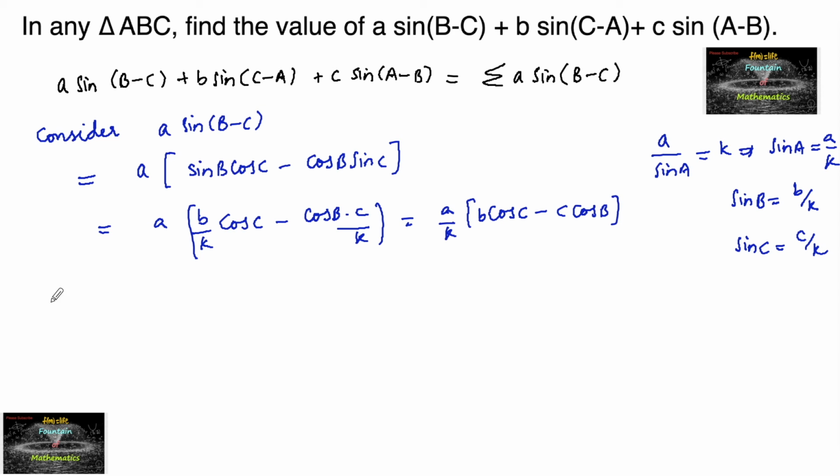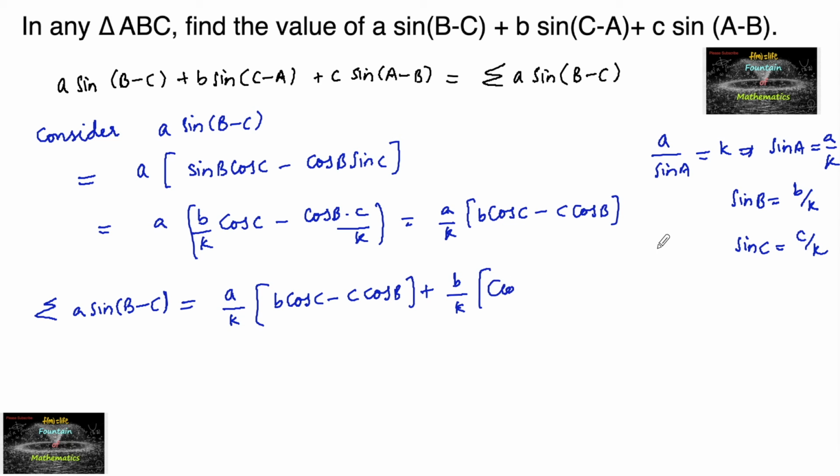And if I consider the summation a times sin of B minus C, let us expand this: a times a upon k times b cos C minus c cos B is the first term, and the next term we get b upon k times c cos A minus a cos C, and next we get c upon k times a cos B minus b cos A.